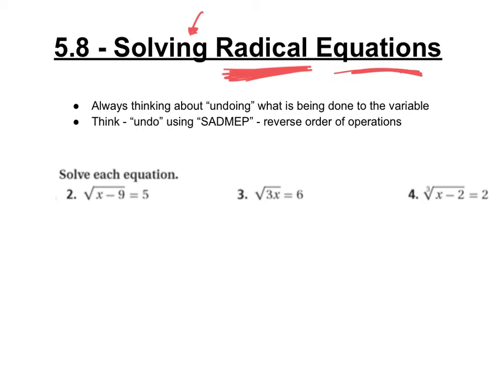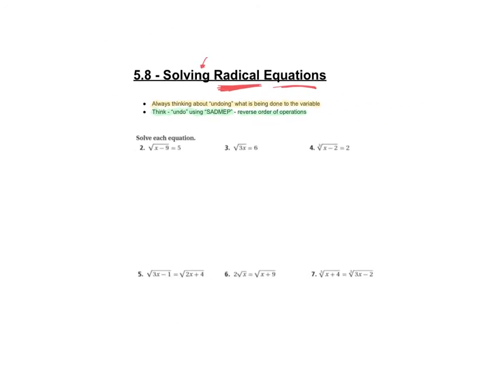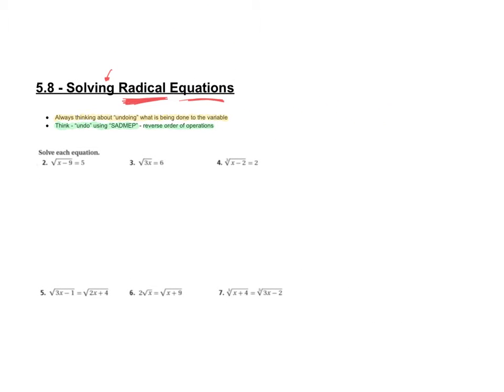All right, so a couple things to think about. Number one, always think about undoing what is being done to the variable. And second, here's the thought I'm going to keep saying over: think undo using SAD MAP, which is the reverse order of operations, right? So what do I mean by that? Let's take a simple general equation: 2x plus 1 equals 11.